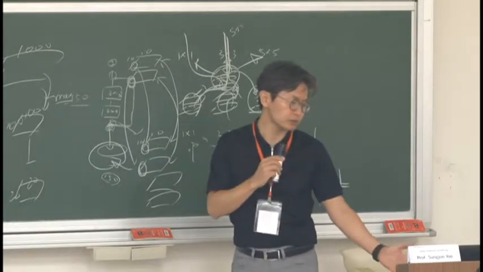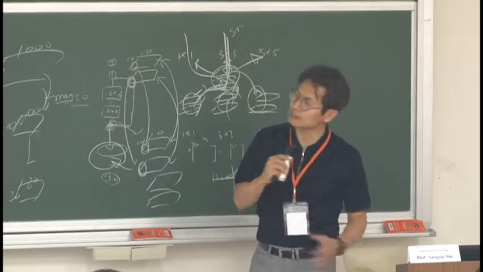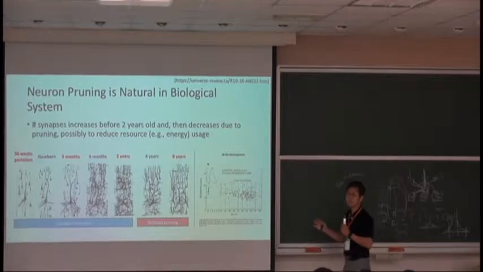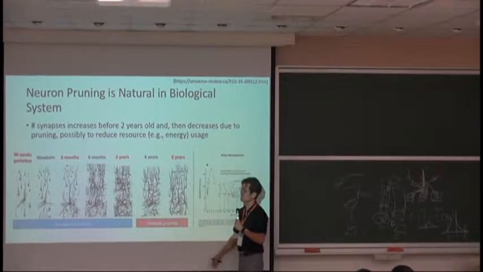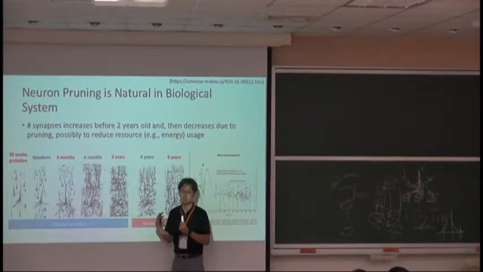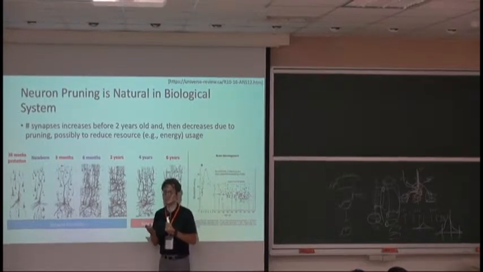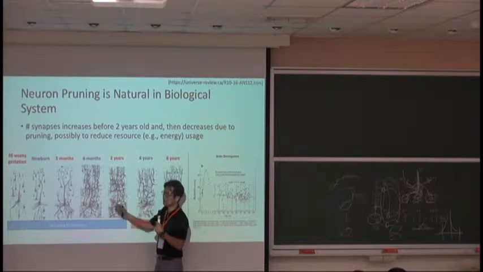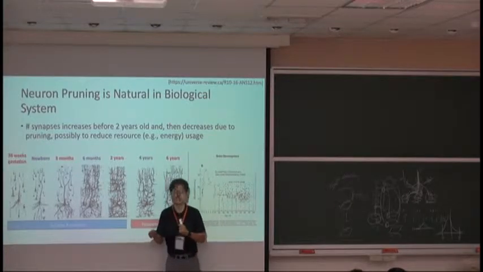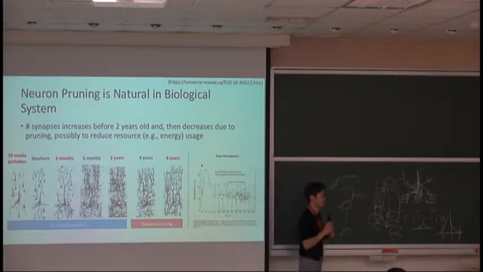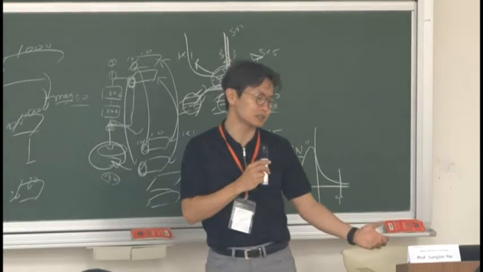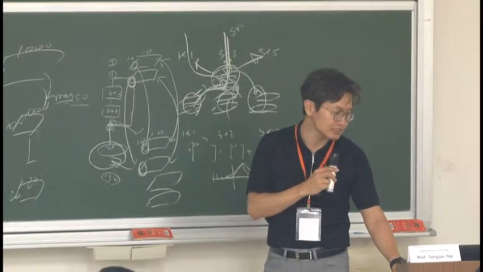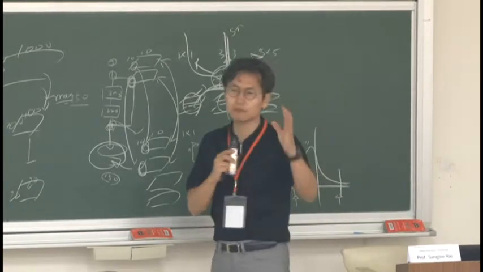You already know pruning, but this slide shows pruning in the human brain. In the case of the human brain, we have pruning, as you know. But one interesting fact is that the number of synapses, the number of neurons, is at the top when the baby is 2 years old. But after that, we start to lose neurons and synapses.